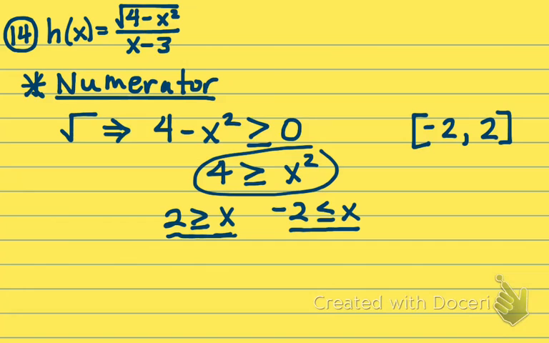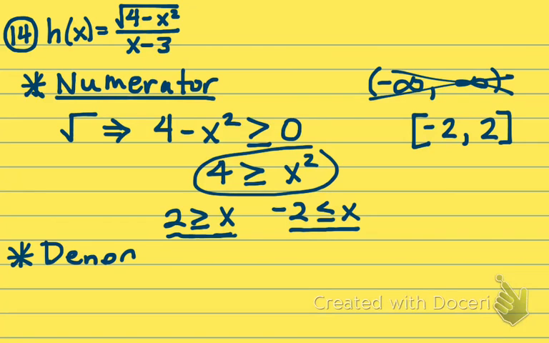But so far we already know we've taken our starting interval of negative infinity to infinity. That's the one that should be in the back of your mind every time you do a domain. Well, we've already narrowed it all the way down to this little negative 2 to 2 interval. So then let's look at the denominator. And this one's going to go much faster because it's much simpler.